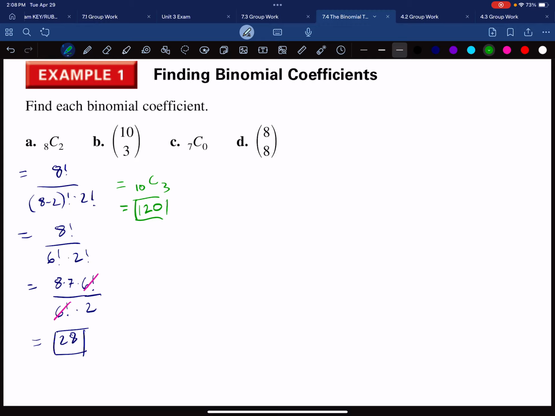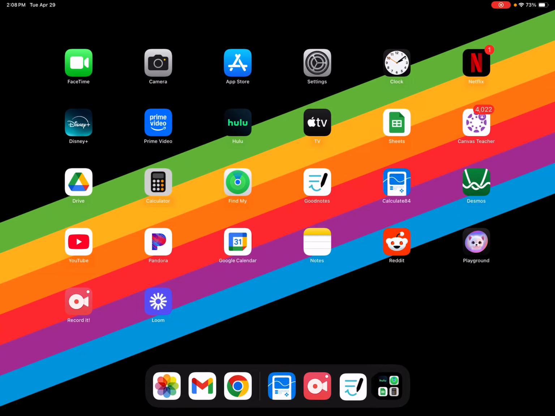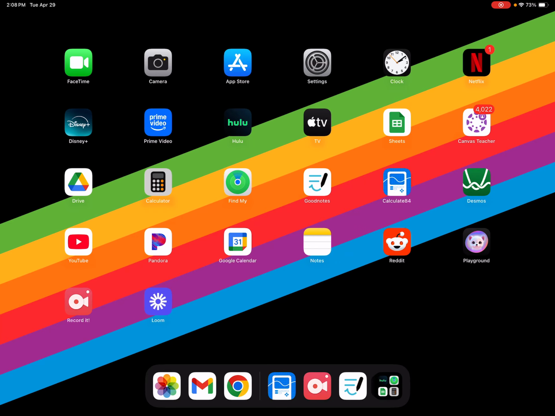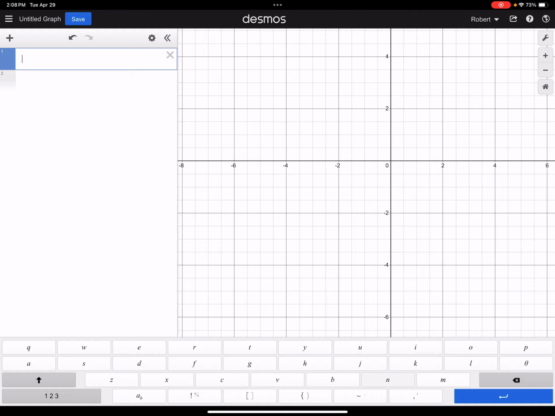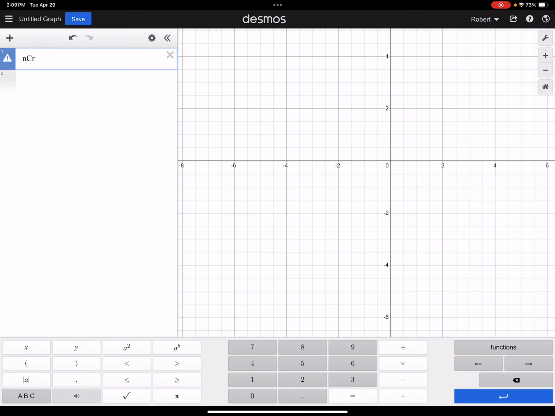For C, I'll show you in Desmos. Let's take a look. So 7 choose 0. In Desmos, you can literally just type in lowercase n, uppercase C, lowercase r, and then it'll snap to the correct function. So the way you do this is it's nCr, you open parentheses, and then you give it n comma r. So in our case, it was 7 comma 0.